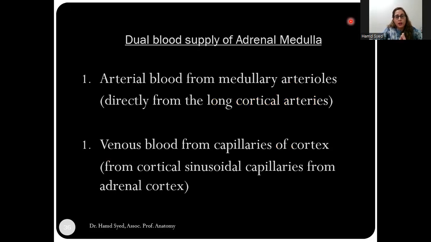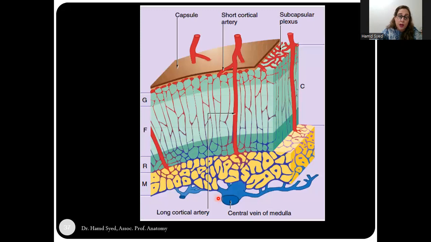Eventually, the medulla has a dual blood supply. So this is an important point to understand, that the adrenal medulla is receiving arterial blood from medullary arterioles in the form of the long cortical arteries, which are directly reaching the adrenal medulla. But at the same time, the adrenal medulla is also receiving venous blood from capillaries of the cortex, that is from the cortical sinusoidal capillaries from the adrenal cortex. Let's look at this simple schematic diagram to elaborate this point.